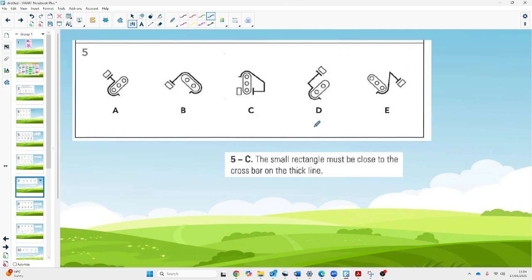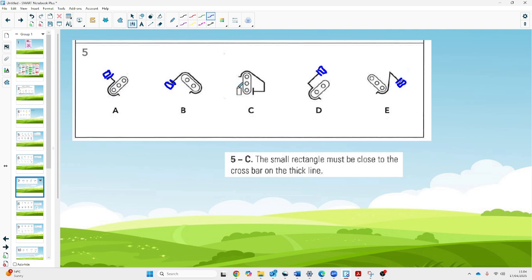Let's have a look at question 5. The small rectangle that you can see here on each of the figures does need to be directly opposite the crossbar on the thick line. So this line here needs to be next to the rectangle. Here I'm just drawing it to show you, and the same on all the others, apart from, if we go and have a look in a moment, I'll just draw it so you can see. So that's what we're looking for, that relationship between the rectangle and that crossbar.